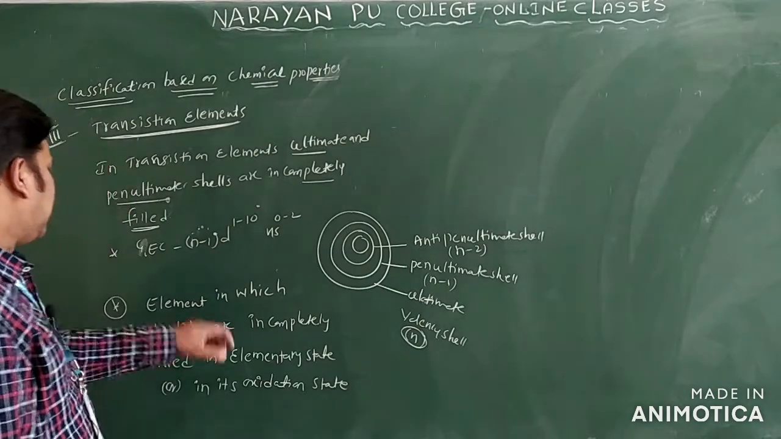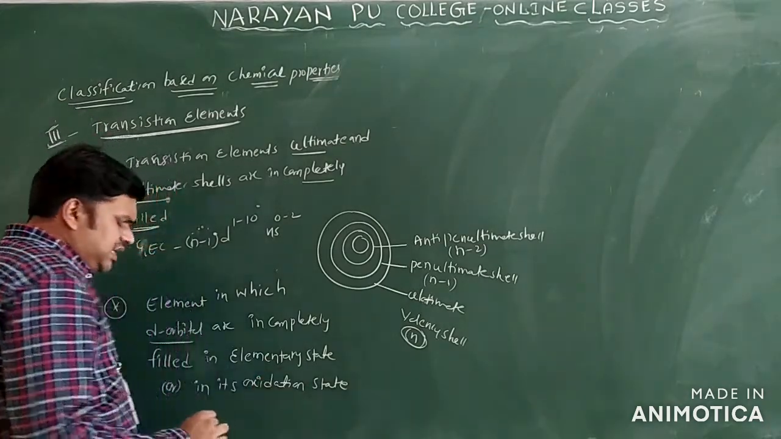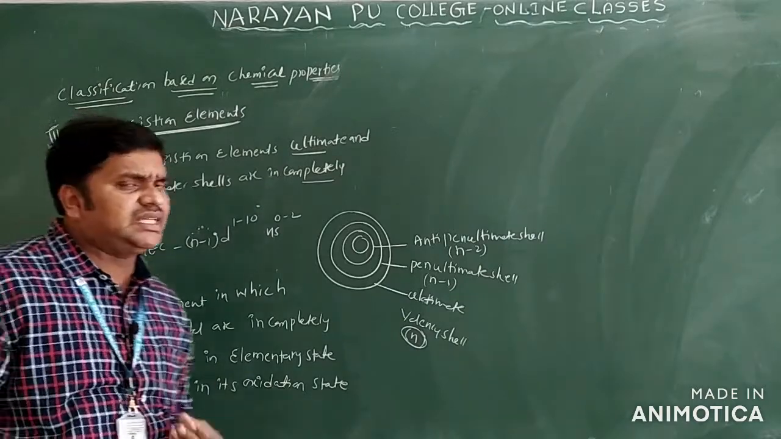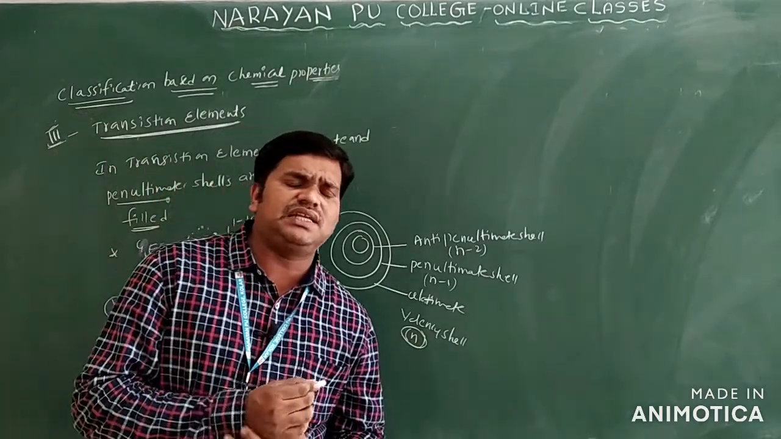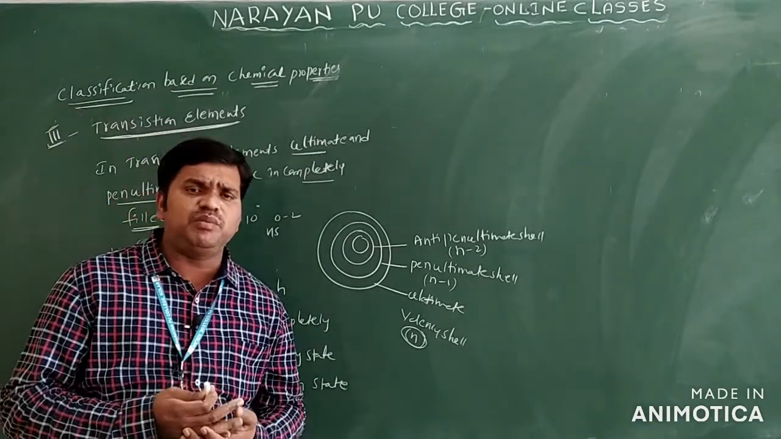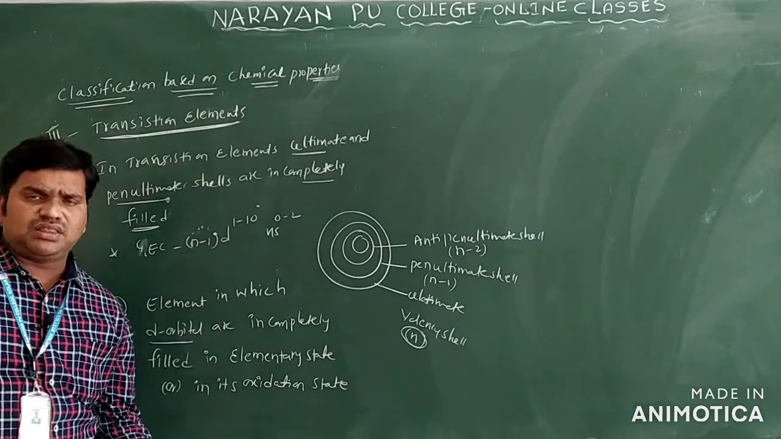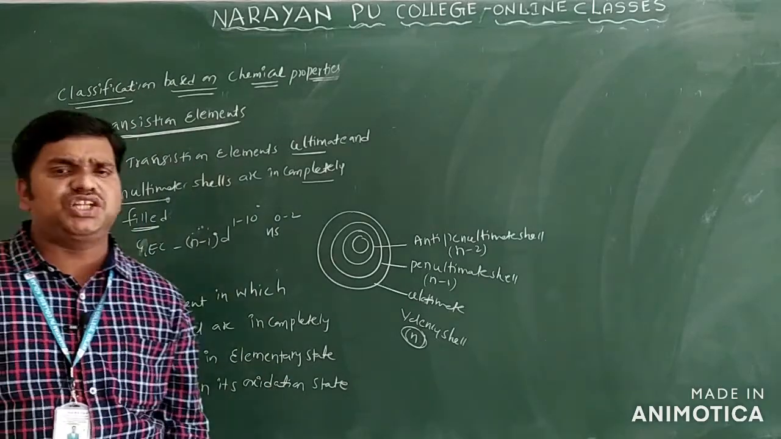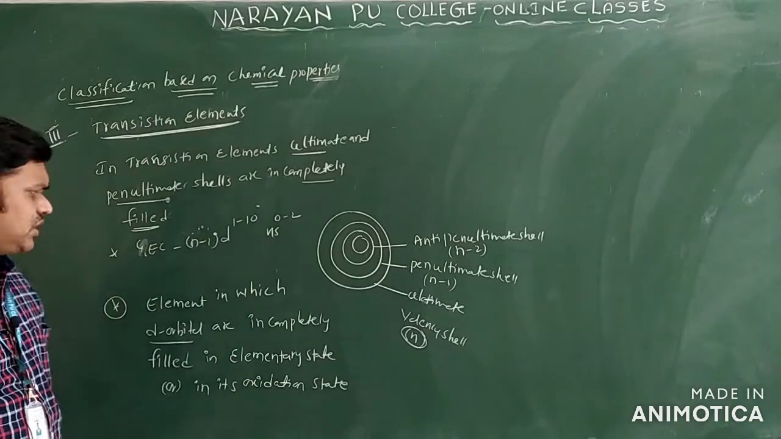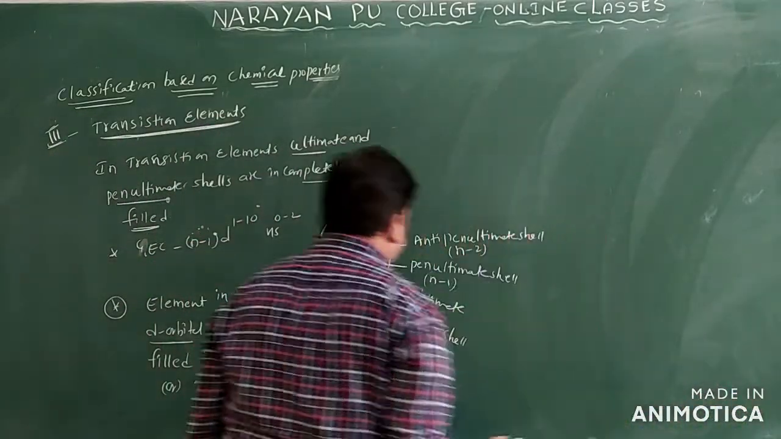Means what orbitals are there? d orbitals are there, and they are incompletely filled. Generally d orbitals are 5, having 10 electrons, that is completely filled only. Less than 10 is there, that is d transition elements only. Exactly 10 in elementary state or oxidation state, we are not calling as transition elements only. I'll give one example for this. Clear? Now we'll see what are the other properties of these d block elements.